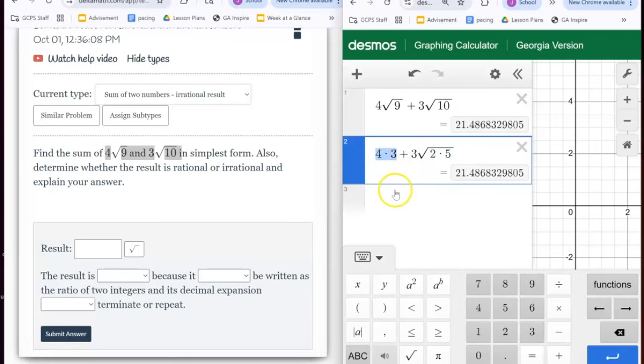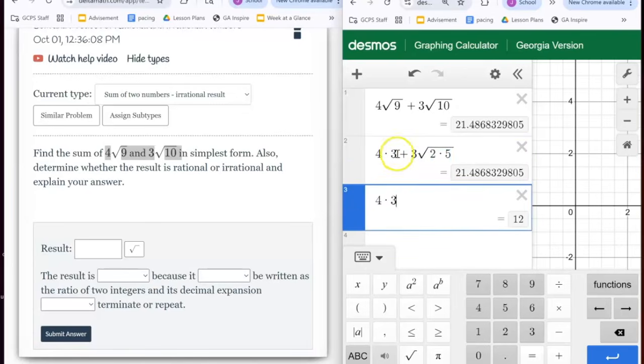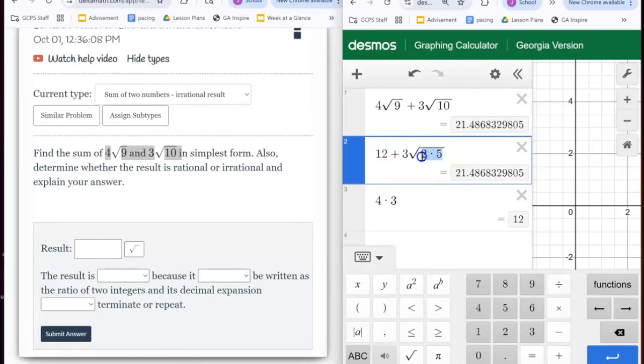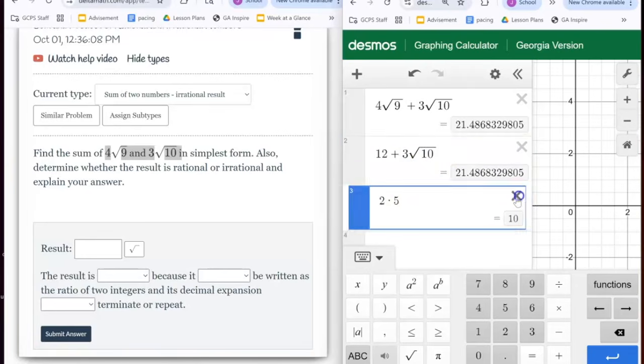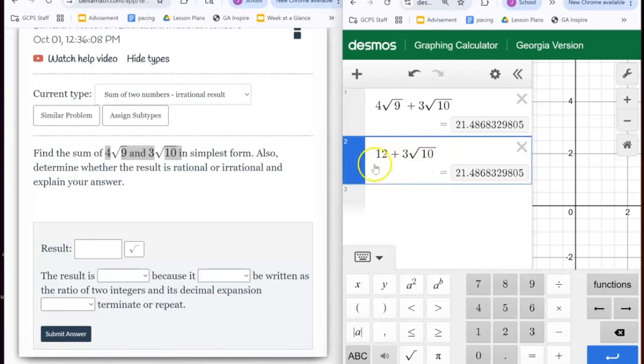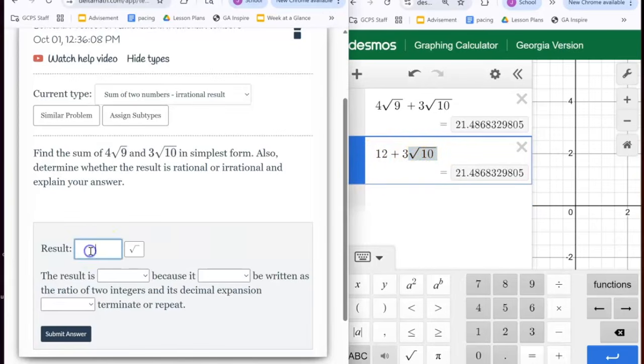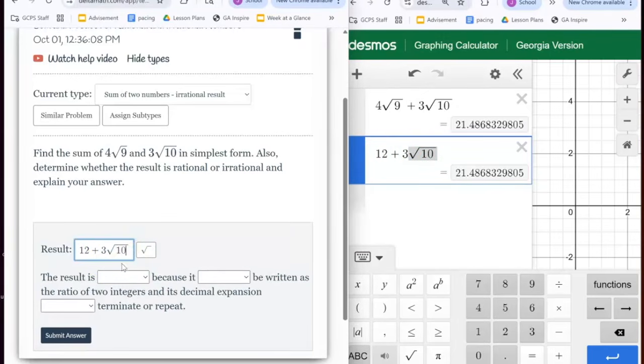So 4 times 3 is 12. But if you don't know that, you put that in the calculator. So that's going to be 12. And then combine inside. 2 times 5 is 10. But if you don't know it, put it in the calculator. That's going to be 10. Now again, I'm at the 9th grade. Can I combine these two? Do you see radical 10 on both so I can just add them? No. So this is the final answer. So 12 plus 3 radical 10 is your answer because it's still matching.